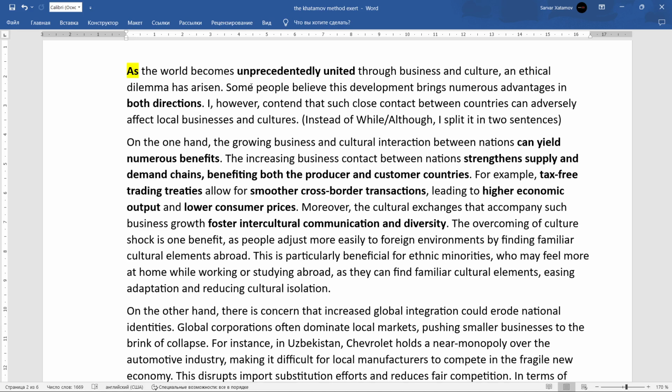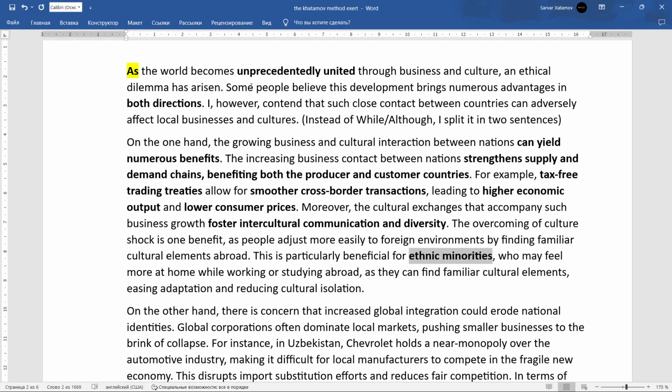For ethnic minorities are people who live in different countries, but who are not obviously native, right? Who may feel more at home while working or studying abroad. Again, I used as because it's seamless. If I used because or for or given, it would be more noticeable. I like to make it subtle at this point. They can find familiar cultural elements, easing adaptation and reducing cultural isolation.